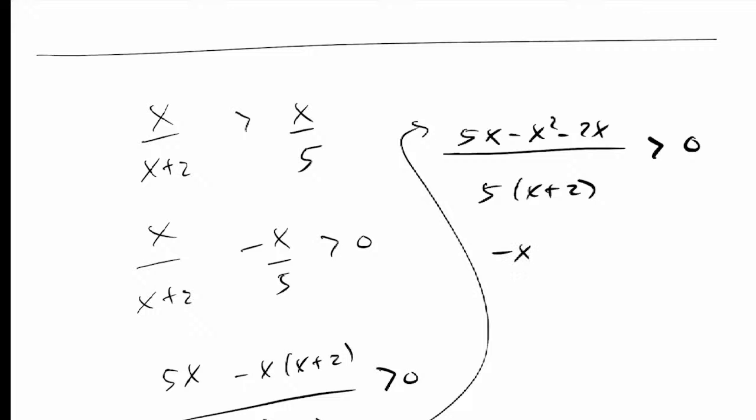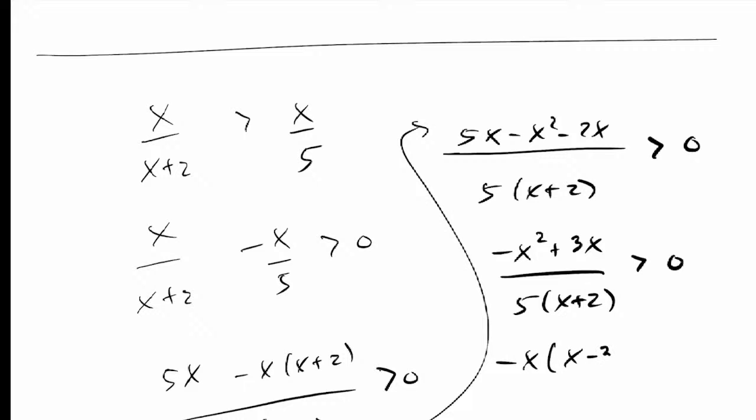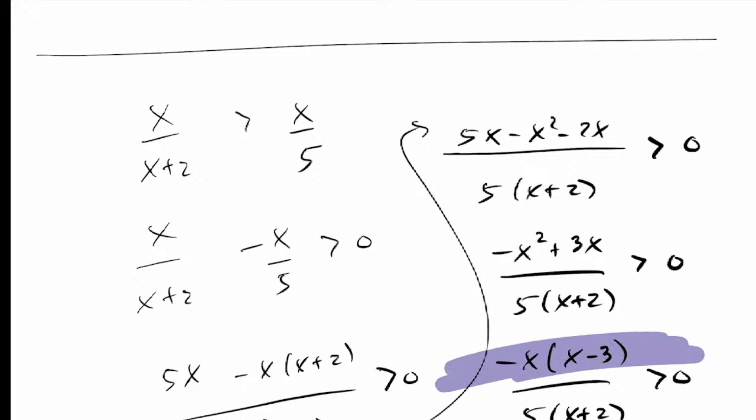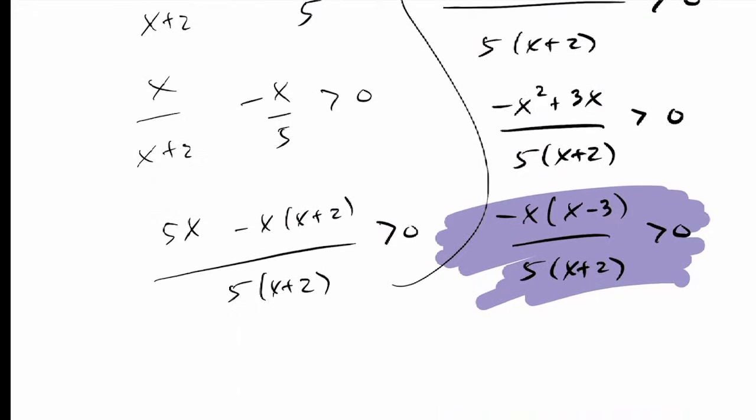Now, I made this question up, so it's a little... Oh, it's not too bad. So I can factor this up. I can factor out a negative x. I get x minus 3 over 5 times x plus 2 is greater than 0. So this is my inequality here. So we can solve this now.